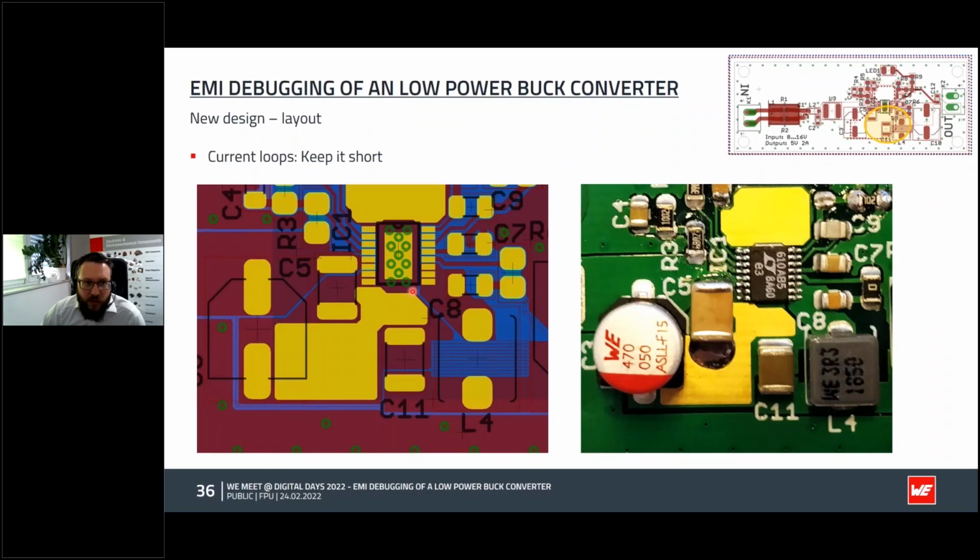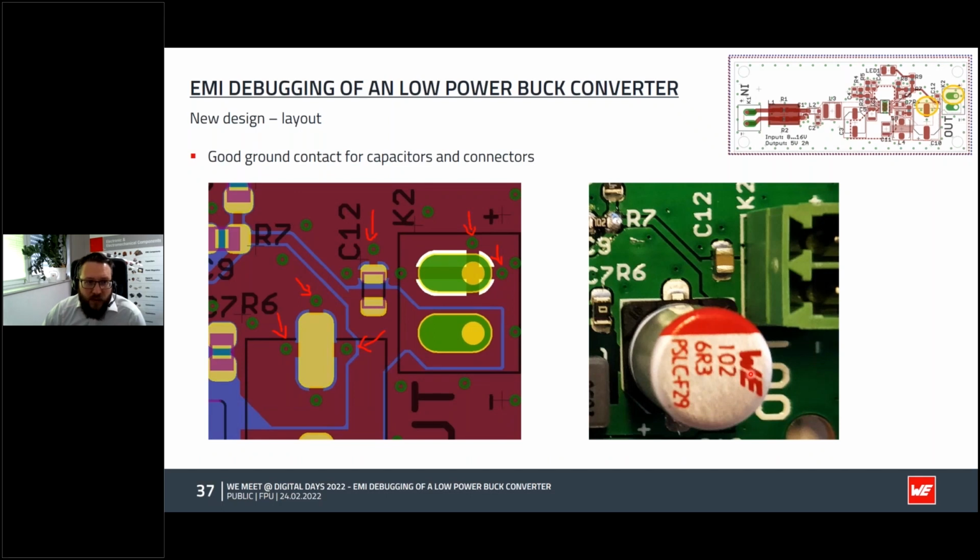A closer look at the current loops. We keep them short. What I show now is where we are in the design. We have really short and close current loops. This will help us with the radiation. Here on the right side, you see how it is in the design.